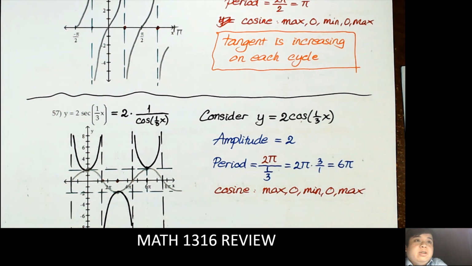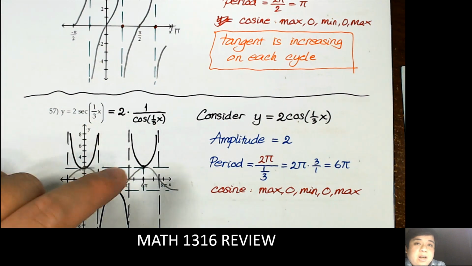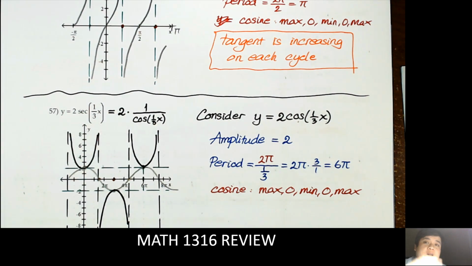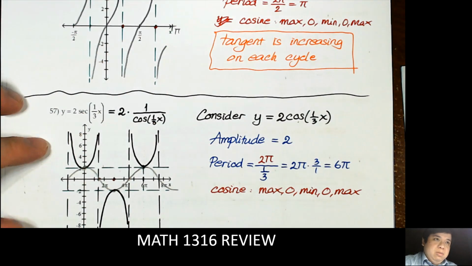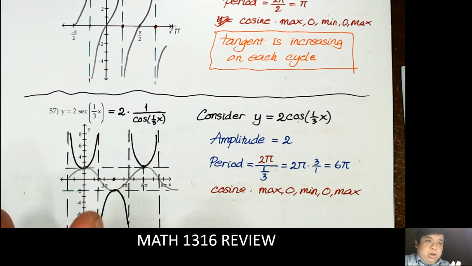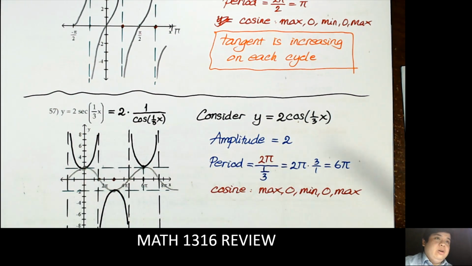It will bounce off the cosine. So we always graph the reciprocal function. In this case, it will be cosine, and then just bounce off the maximum and minimum. And we do have the asymptotes. Asymptote is wherever the reciprocal function equals 0. So that's what we have.